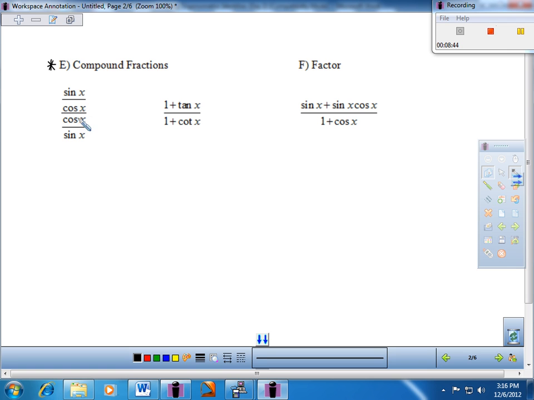Perhaps you've seen me do this little trick before. When I see something just like this, one over the other, I like utilizing the outside over inside trick. What that basically means is I multiply the outsides together. Sine times sine is sine squared. I multiply the insides together, and I end up getting cosine times cosine, which is cosine squared. So, outside over inside. And again, this only works with one fraction over the other fraction.